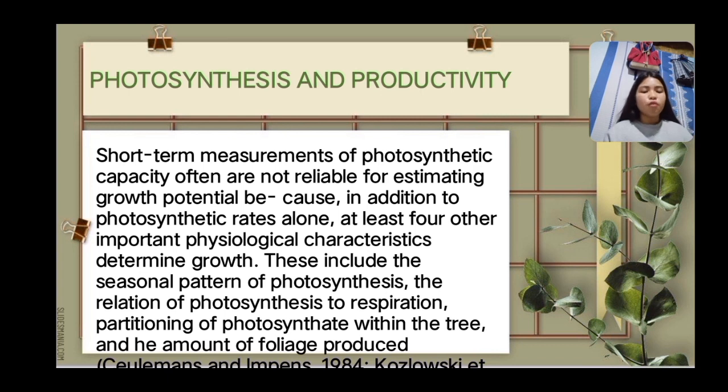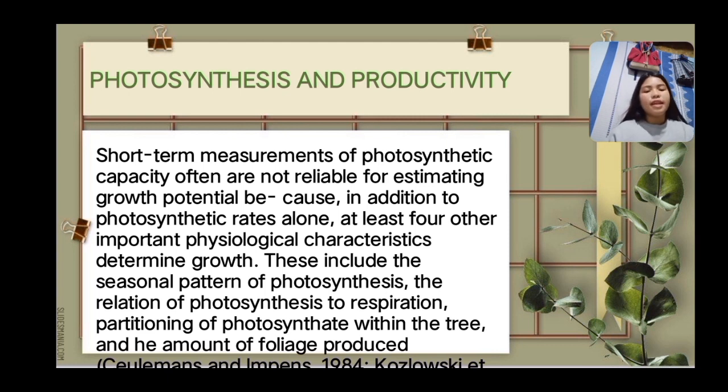So the first one, physiological characteristics, is the seasonal pattern of photosynthesis. When we say seasonal pattern of photosynthesis, it varies with the seasons. So the maximum amount of light is present in summer and the minimum is in winter. Since mas kusog man ang sun sa summer, kay tinginit man siya, mas kusog ang photosynthesis dira ang season compared sa winter nga walay init.